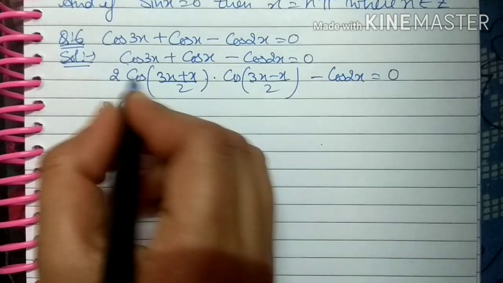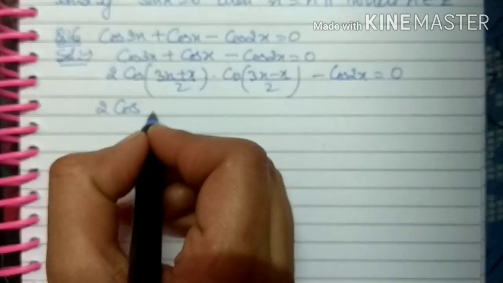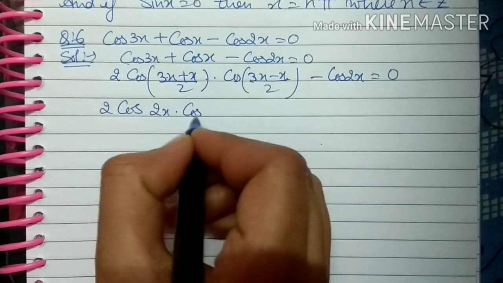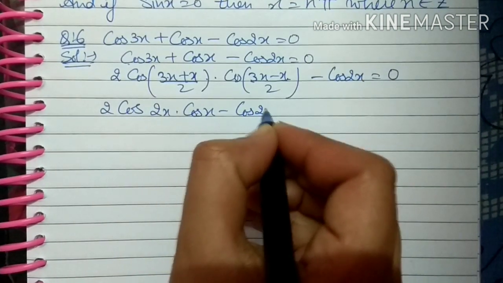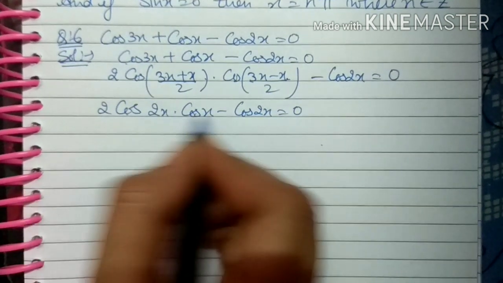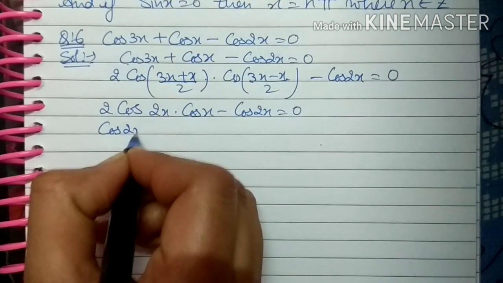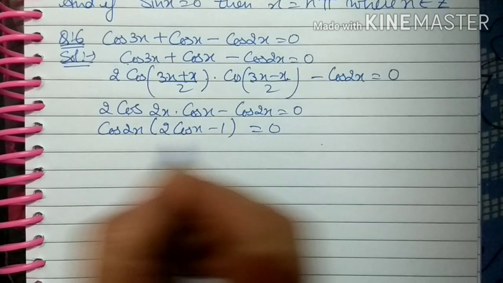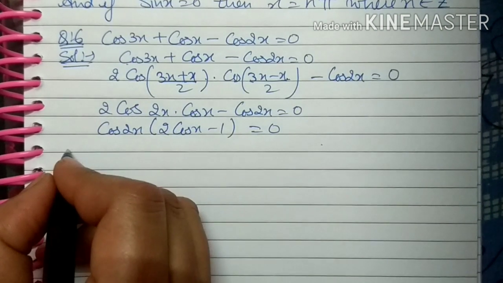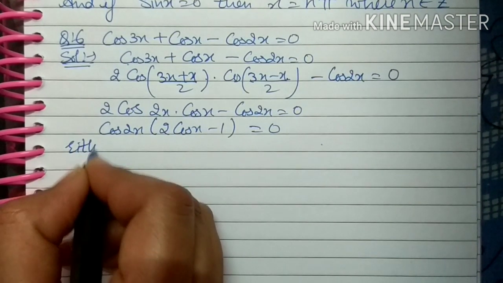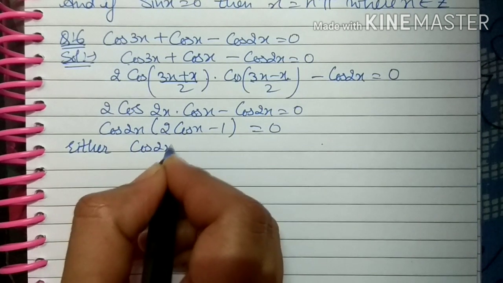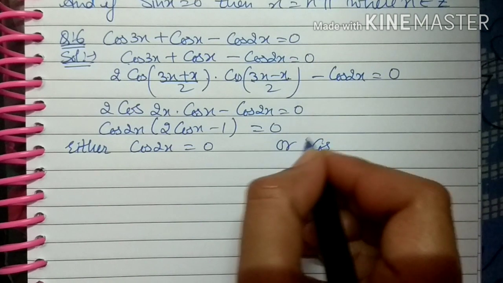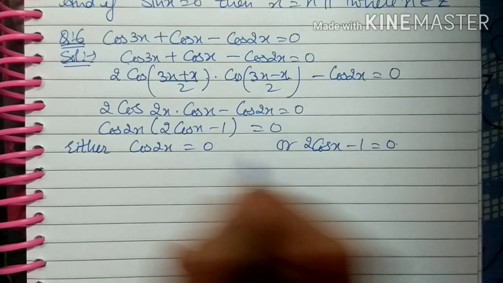Solving it, we get 2 cos (3 plus 1) by 2, that is 2x, into cos (3x minus x) by 2, that is x, minus cos 2x बराबर 0. We can take common cos 2x. We get in the bracket 2 cos x minus 1. So product of these two terms are 0. So either cos 2x is 0 or 2 cos x minus 1 equals to 0.